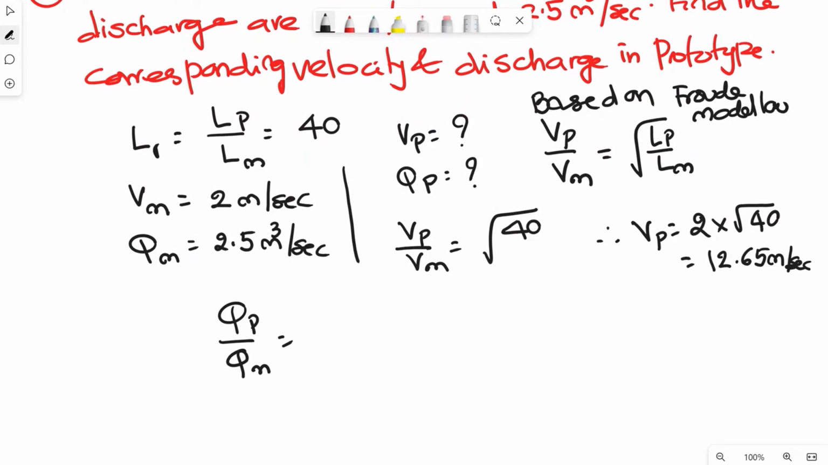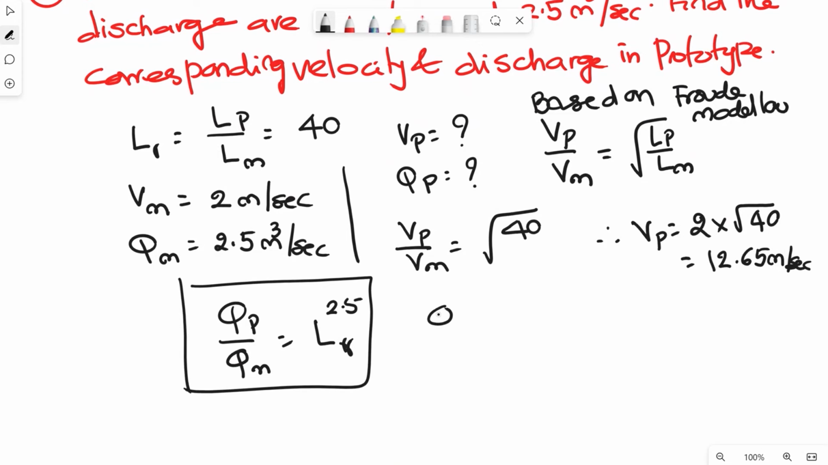Similarly, if I take QP by QM, even if you don't remember the direct formula, it is LR to the power of 2.5. If you don't remember this also, doesn't matter. You know QP by QM is some volume by time. What is volume actually? LR cubed. What is time actually? Root LR. So this becomes LR to the power of 2.5.